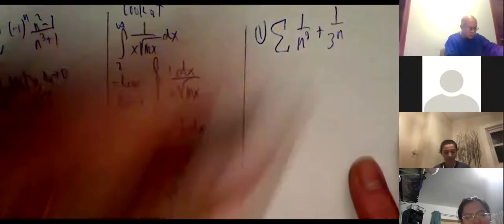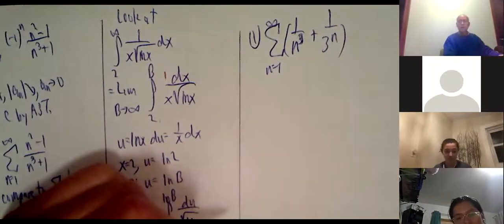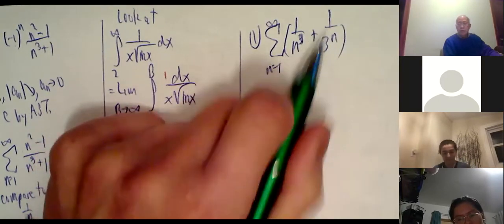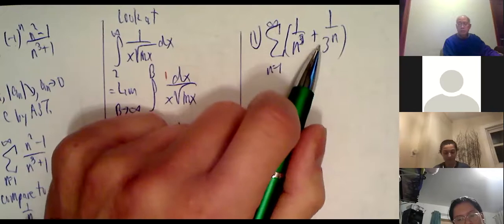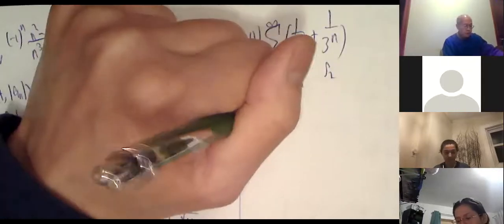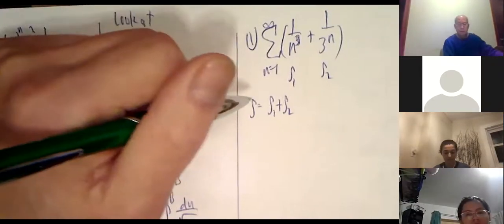One over n cubed plus 1 over 3 to the n. That's an n cubed. That looks like a convergent P series. This looks like a geometric series with a common ratio of 1/3. So it should converge. So the idea is to split it into two, S1 and S2. So S is S1 plus S2. And we just have to show that they both converge.